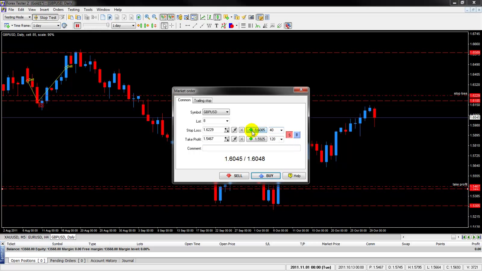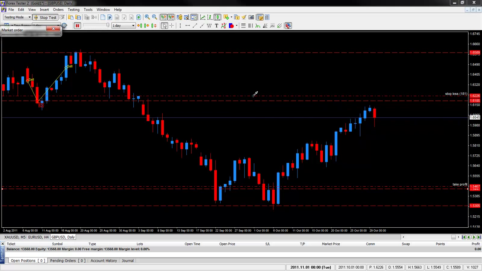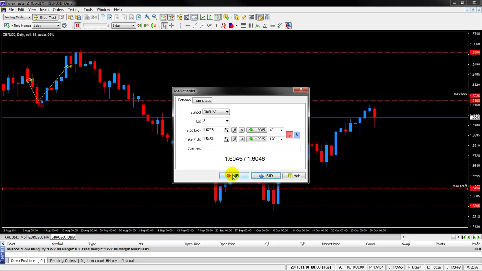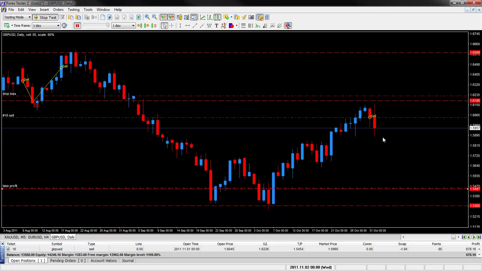So I'm essentially risking how many pips? I'm risking about 180 pips, and I'm looking to make 590. So that's pretty good reward to risk ratio. So I'm going to hit the sell. Let's see what happens here. Okay, that's good. We're in 85 pips of profit now.